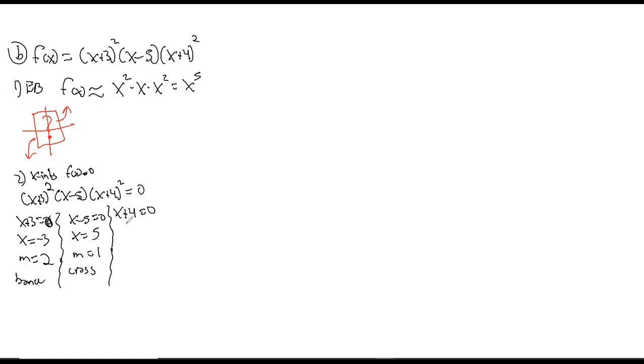X plus 4 equals 0. Subtract 4 on both sides. You get x equals negative 4. Its exponent was a 2. So that's its multiplicity. It's even, so it bounces.